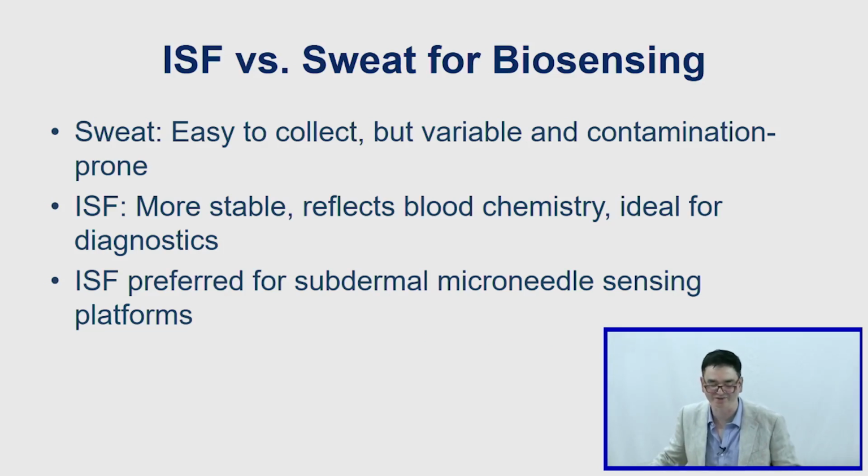All right, let's have a look at some of the comparisons between ISF and sweat for biosensing. Sweat is easy to collect. However, the problem is it's variable and it can easily be cross-contaminated, right? You can have contamination with other things. Skin interstitial fluid is more stable. It reflects blood chemistry, and it's ideal for diagnostics.